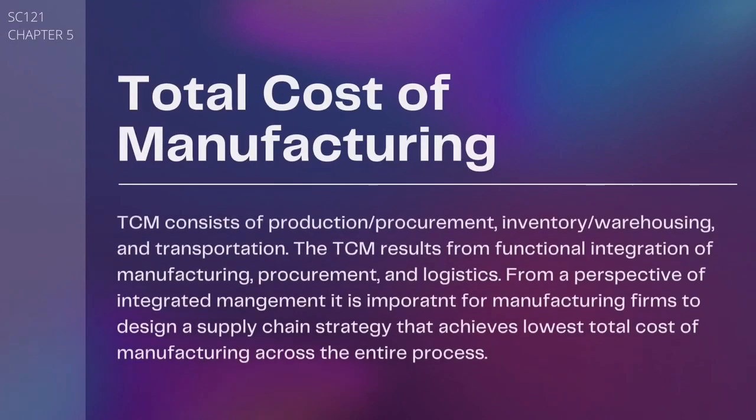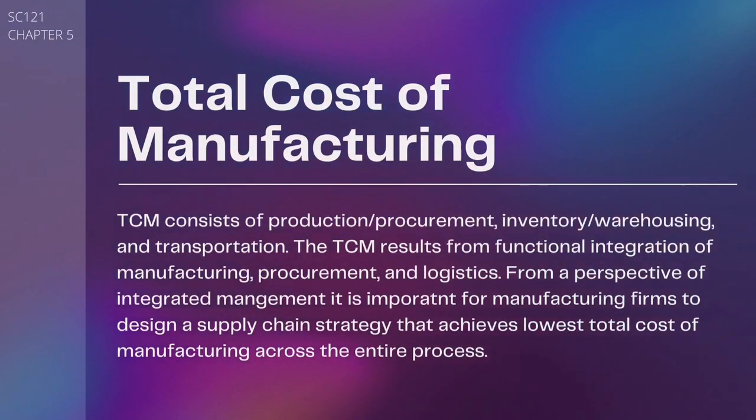Total cost of manufacturing. TCM consists of production or procurement, inventory or warehousing, and transportation. The TCM results from functional integration of manufacturing, procurement, and logistics. From a perspective of integrated management, it is important for manufacturing firms to design a supply chain strategy that achieves the lowest total cost of manufacturing across the entire process.